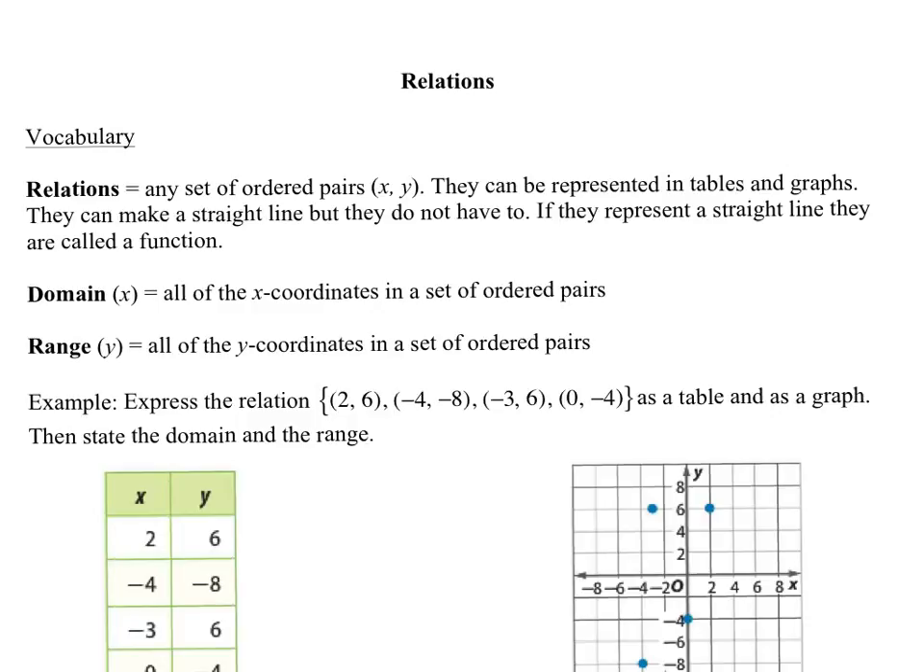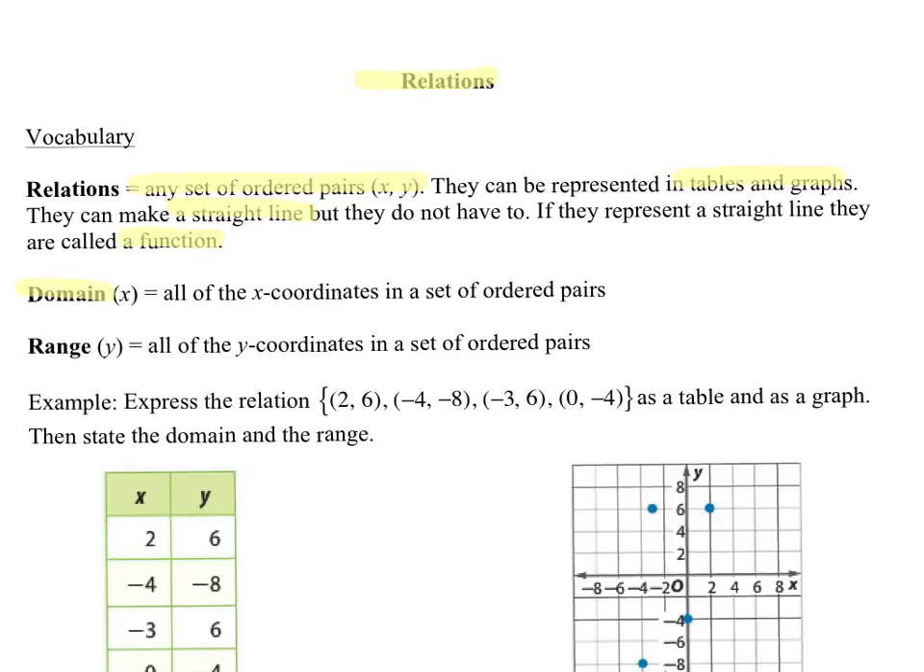Today we're going to talk about something called relations as it relates to ordered pairs. A relation is any set of ordered pairs, and they can be represented on tables or graphs or just as an ordered pair like this. If they make a straight line, they will be called a function.